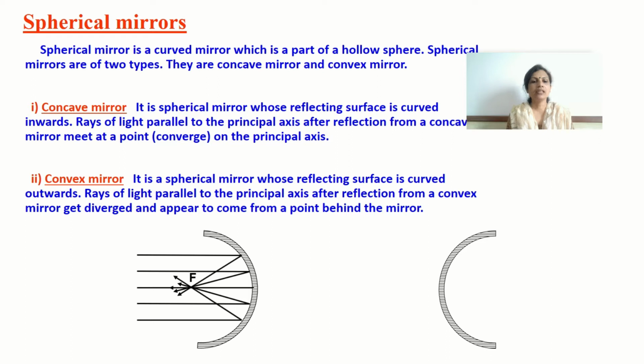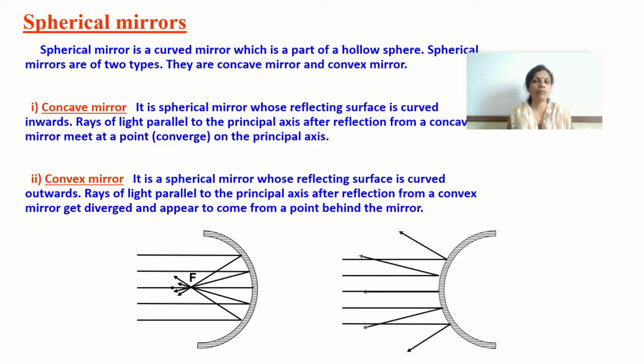Convex mirror, it is the mirror whose reflecting surface is curved outward, and when the rays of light are incident parallel to it, after reflection, these rays they diverge, but it appears as if they all are coming from the point which is on a principal axis but on the other side of reflecting surface. Since the rays of light diverge after reflection, this mirror is called as diverging mirror.